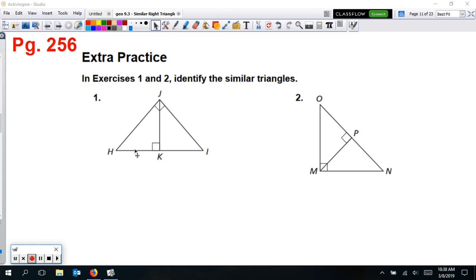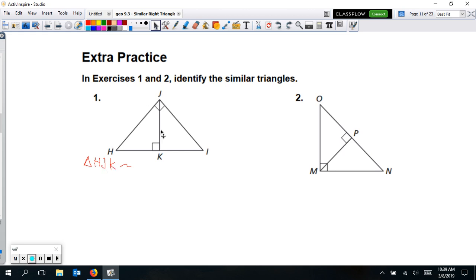And so we want to start with writing a similarity statement. You can really start with any triangle you want to. You just pick a triangle and you just start doing the letters in a certain order. You just have to make sure you do the same order on all the triangles. So I'm going to start with this one here. Oops, let's bring it back to here. So let's start with HJK.